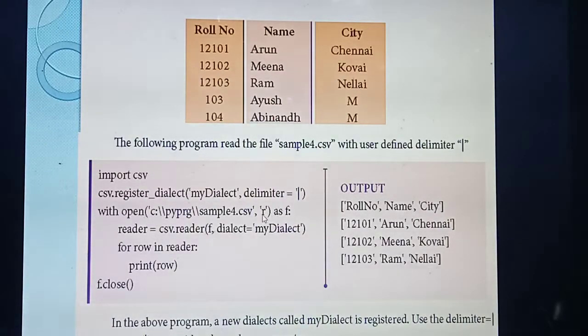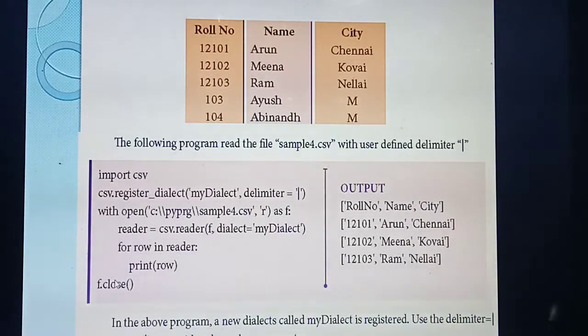In which mode are you opening? Read mode. Understood? For reading, reader equal to csv.reader of the file object. What's the file object? f. Since a dialect is there, you should call the dialect: dialect equal to my dialect. And then the next command: for each row you need to print row 0. Then f.close().